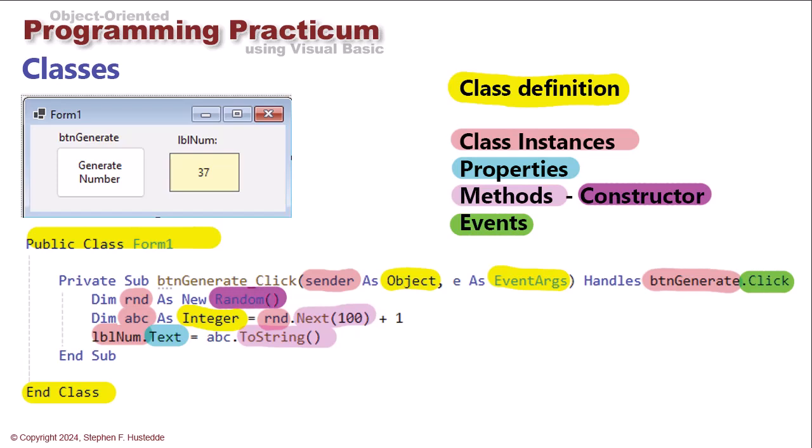Now we see that Dim rnd = New Random. Random has parentheses, and that's a very special method called a constructor. That is the method that constructs the class instance from the class blueprint. Just as in that house analogy, we're constructing a house from the blueprint. And we'll look at how to create constructors when we create our classes. That allows us to create multiple objects from the same class.